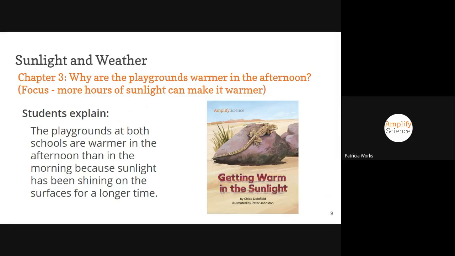time. At the end of Chapter 3, students are able to explain that the playgrounds at both schools are warmer in the afternoon than in the morning because sunlight has been shining on the surfaces for a longer time.